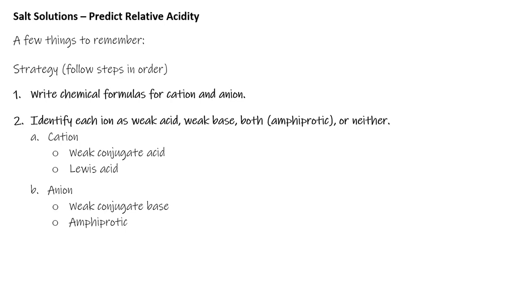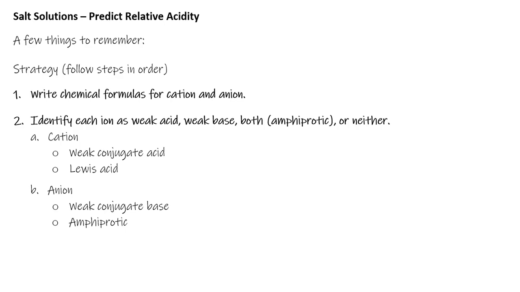Is the cation a weak conjugate acid? If you remove an H+, does it become a weak base? If so, then the cation is a weak conjugate acid. If the cation is a small, highly charged metal ion with a 3+ charge or higher, then it behaves as a Lewis acid.